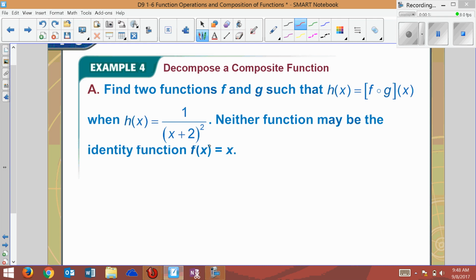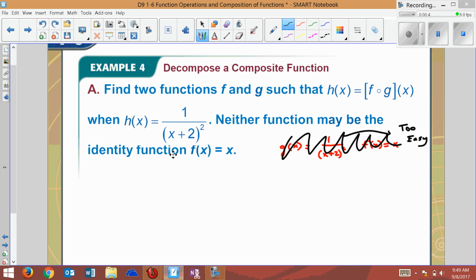Here's why. If that was the case, you could say that g of x equals the whole original equation, which is x plus 2 squared, and f of x equals x. I'm just saying, hey, all I have to do is plug that in there and I got it. So that's why they say we're not going to do it that way. That's just too easy, so we're not going to do it like that.